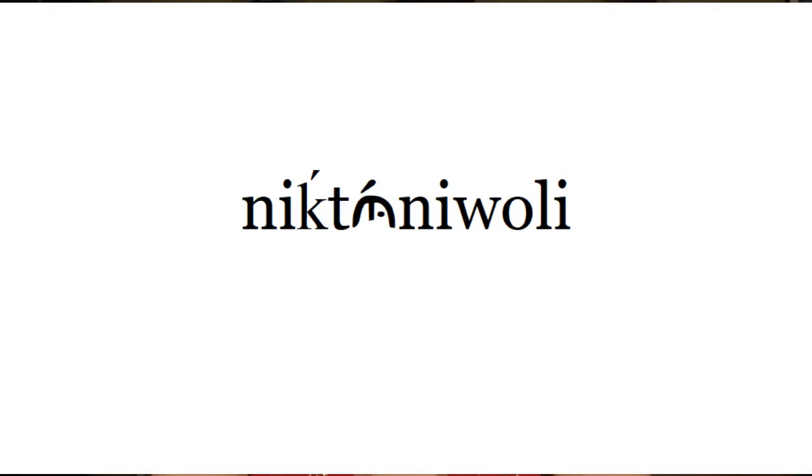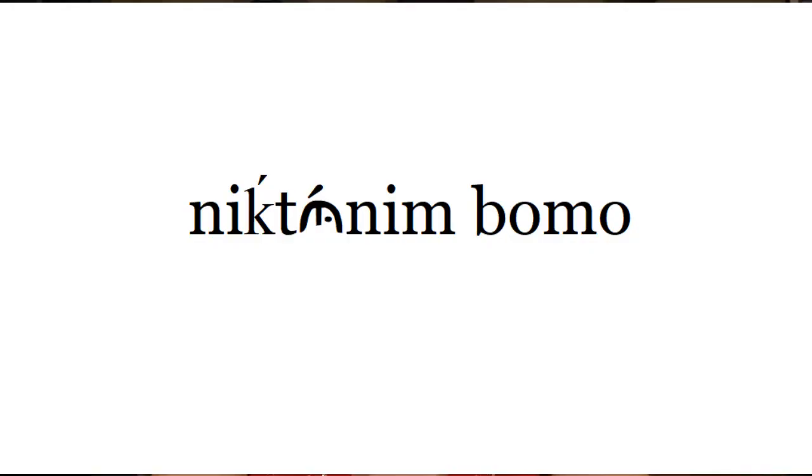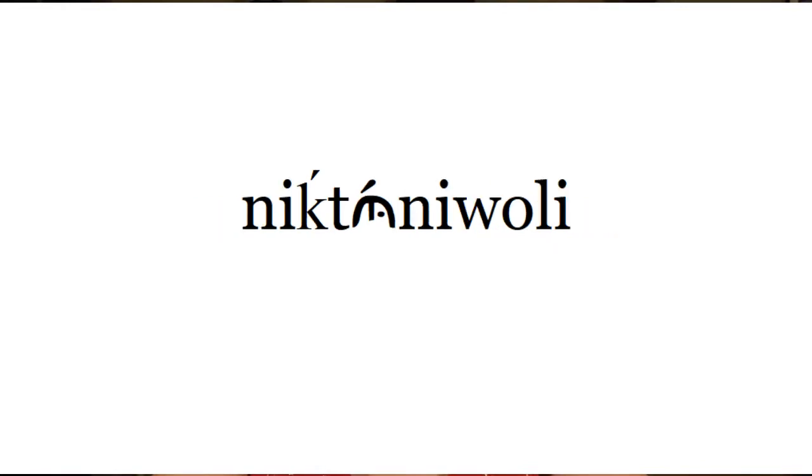How would you say my little brothers using woli? Niktuni woli, my little brothers. How would you say it using bomo? Niktunim bomo, my little brothers. Notice you have to have an M before the bomo, but you don't have an M before the woli. And when little brother is doing the action, Niktuni wolim or Niktunim bomom. The M for the subject comes after woli and bomom to show the subject of the sentence.